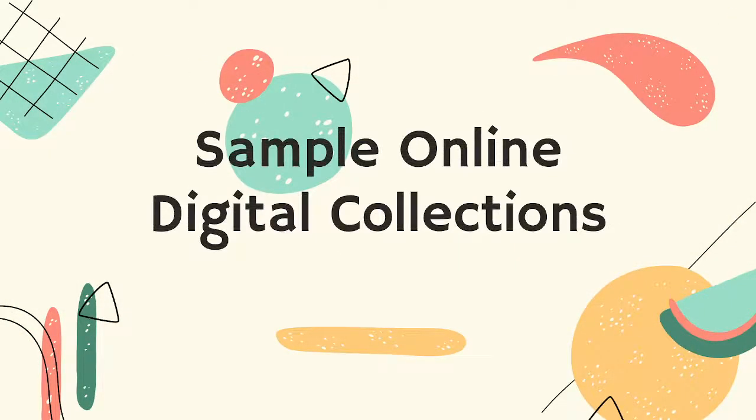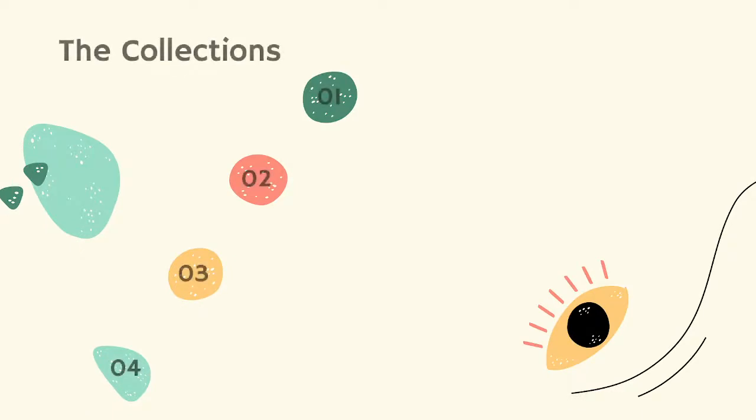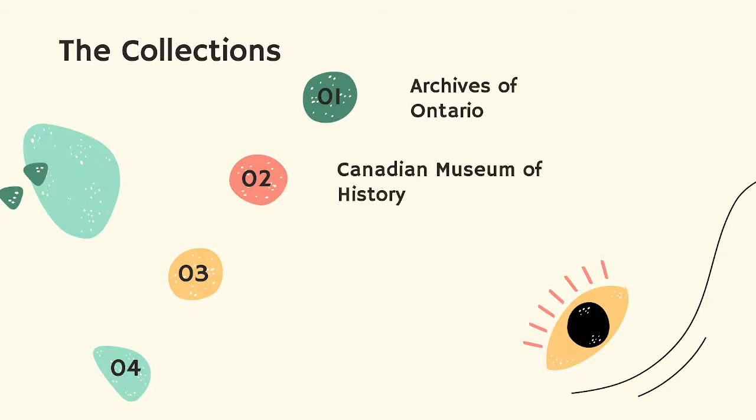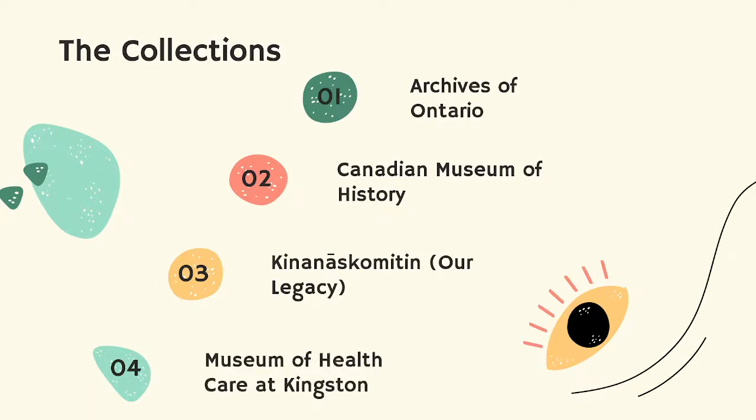As Dr. Mant mentioned, you didn't necessarily need to have these items physically. This inspired me to look for online digital collections that I think would be great for this assignment. So some collections I found were on the websites of the Archives of Ontario, the Canadian Museum of History, Our Legacy, and as Dr. Mant recommended, the Museum of Healthcare at Kingston. All these collections were easily accessible, and these institutions had a bunch of them online that you can choose from. The links will be in the description of the video.